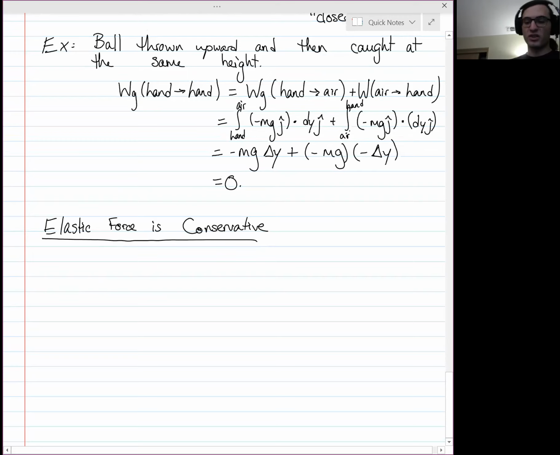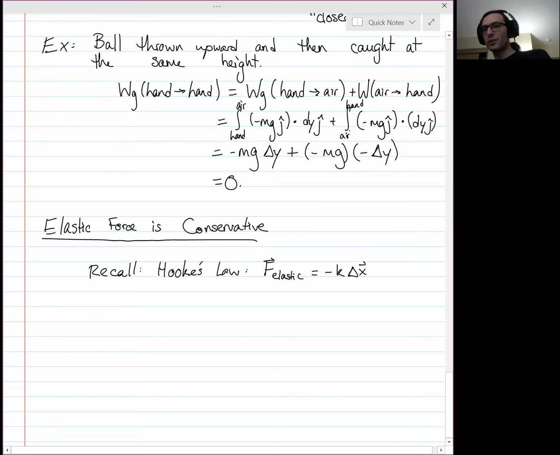So the elastic force is conservative. Let's recall Hooke's law. That's a mathematical description of the elastic force. That is that the elastic force is negative k delta x, where delta x is the position of the object minus the equilibrium position of the spring. So this is like x minus x equilibrium. Maybe you want to use an r there, but people tend to use x.